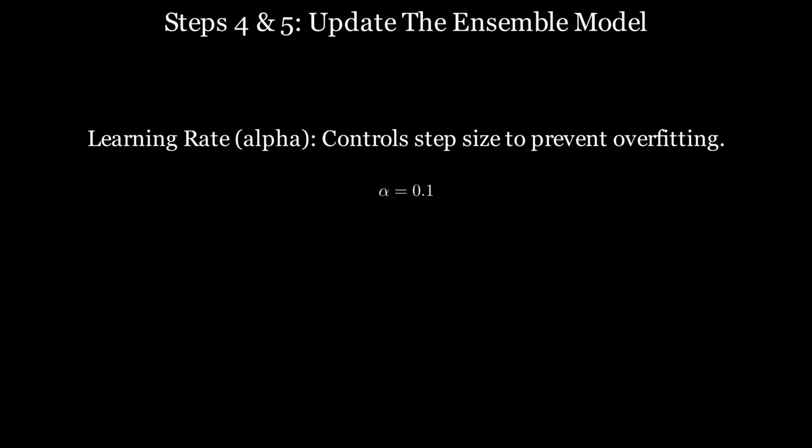Let's use a learning rate of 0.1 for our example. The update rule is the new model equals the old model plus the learning rate times the prediction from our new tree. So our new model, F1, is our initial model, F0, plus 0.1 times the correction from our first tree, H1.